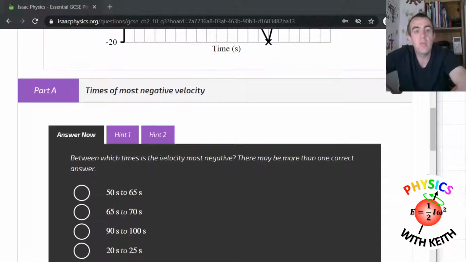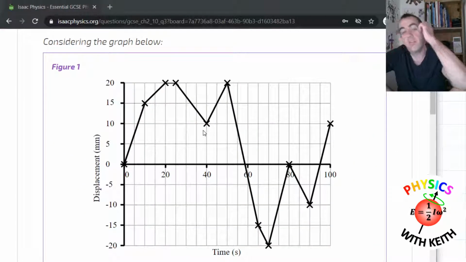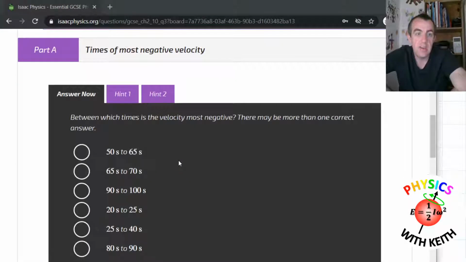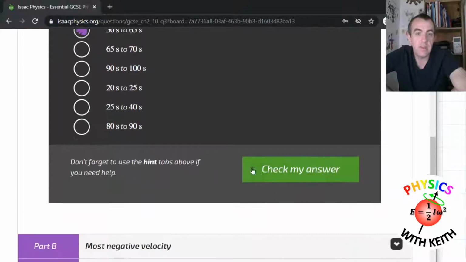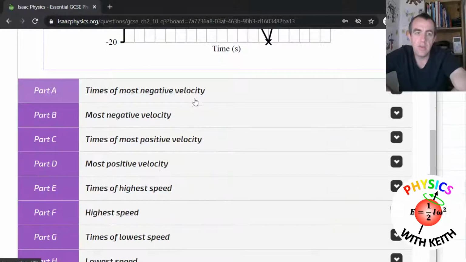And the question says between which times is the velocity most negative? Well, the velocity is the gradient, so if the velocity is to be most negative, the gradient has to be most negative. So we're after the steepest negative gradient, and I reckon it's there. Now we read off our axes, and we say this is 50 seconds to, what's that, 65 seconds. 50 to 65, I think it's that one. It is that one. Okay, so that's how we looked at that question.